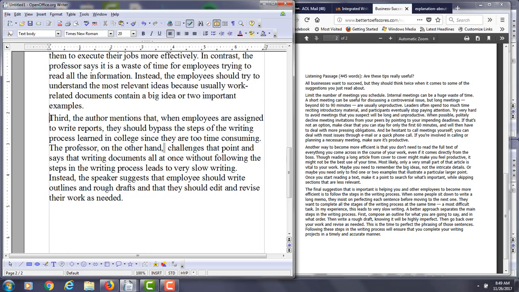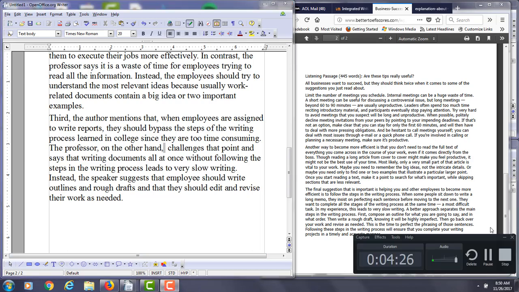Okay, let's look at this paragraph. So third, the author mentions that when employees are assigned to write reports, they should bypass or skip the steps of the writing process learned in college since they are too time consuming. The professor, on the other hand, challenges that point and says that writing documents all at once without following the steps in the writing process leads to very slow writing. Instead, the speaker suggests that employees should write outlines and rough drafts and that they should edit and revise their work as needed. Then you should probably have just a short conclusion.